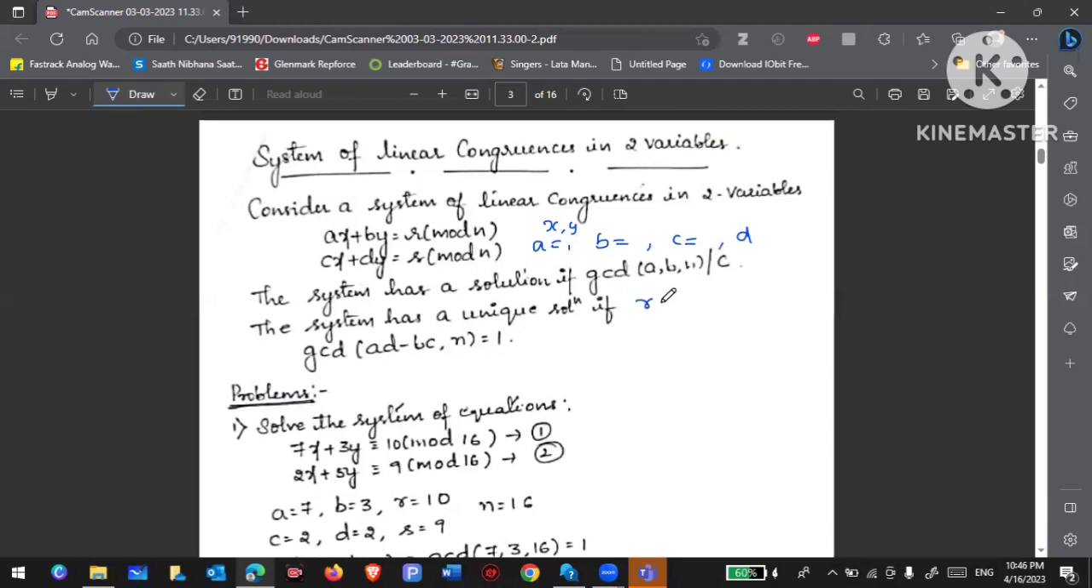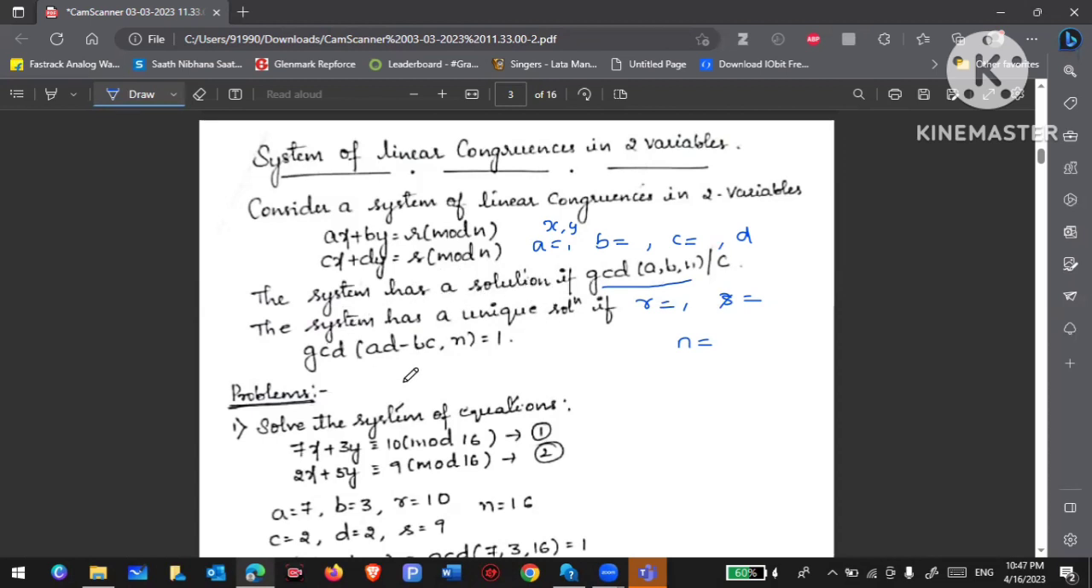Then we'll write the value of r, then the value of s, then the value of n separately from the given. Then we will write the GCD of a, b, n. If that GCD completely divides c, then we'll say the system has a solution.